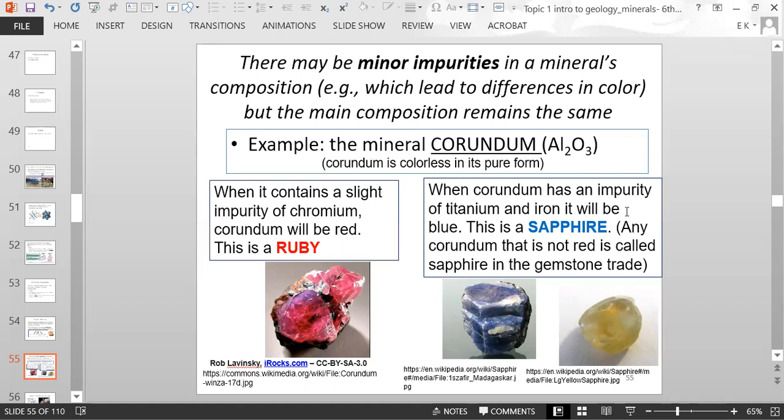When corundum has titanium and iron in it, it turns blue, and that's what sapphire is. Now, by the way, any corundum that's not red is called sapphire when you're talking about the gemstone industry. So blue is sapphire, but then you have yellow sapphires, pink sapphires, right? I've even heard of white sapphire. Basically in the jewelry or gemstone trade, they call it all sapphire unless it's red, and then it's ruby.